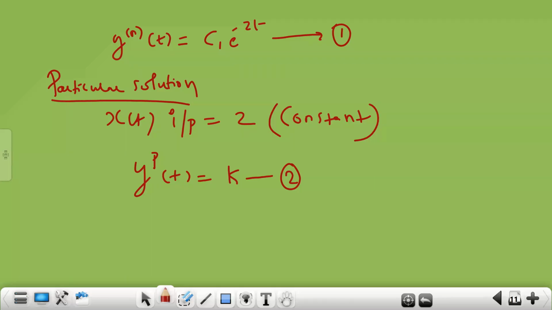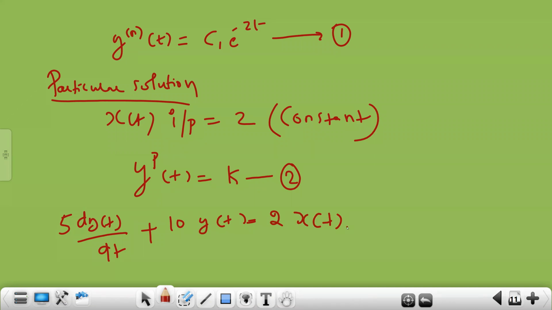Okay, so as of now, we got your particular solution y p of t is equal to k. Now, rewrite the given differential equation. What was the given differential equation? The given differential equation is 5 dy of t by dt plus 10 y of t is equal to 2x of t.